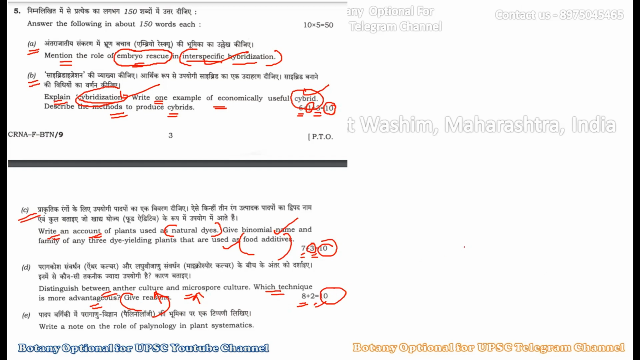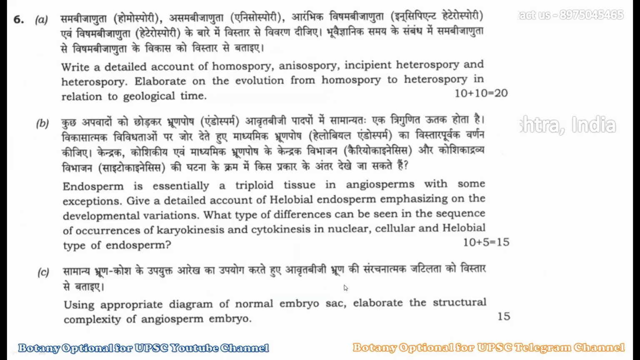Then after that, you have to write a note on palynology in plant systematics. So precisely on this topic, we have a video lecture of 1 hour. You should go through that and you will find the definite answer for this. So all of these 5 sub questions are compulsory because this is question number 5, and you have to attempt all of the 5 so that you will get all 50 marks.